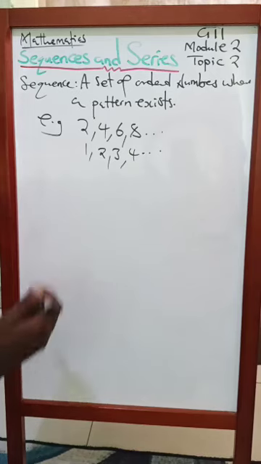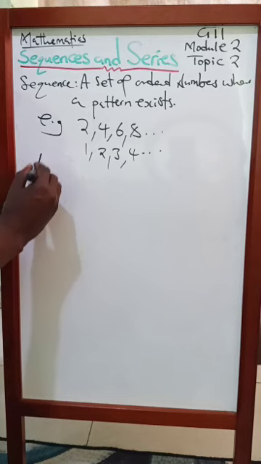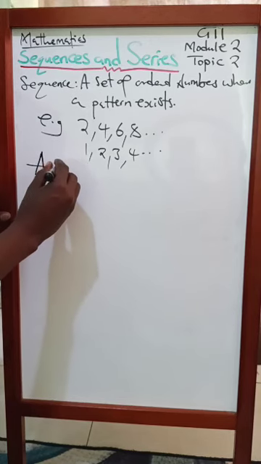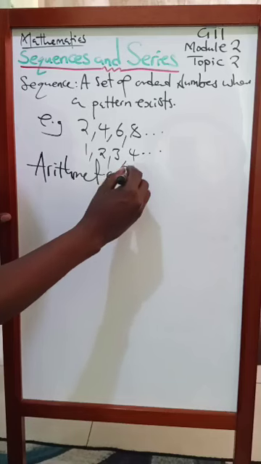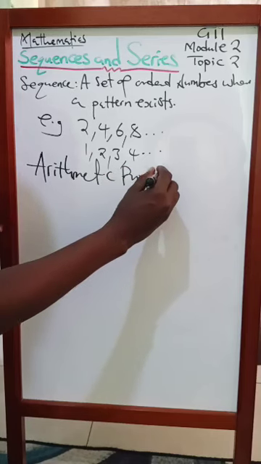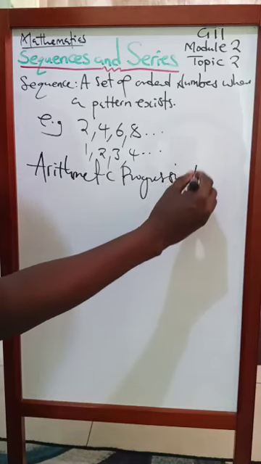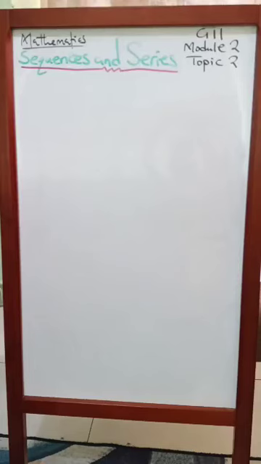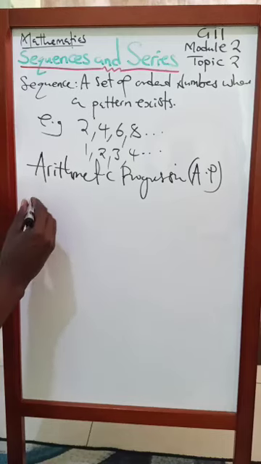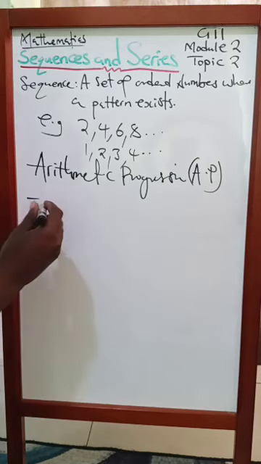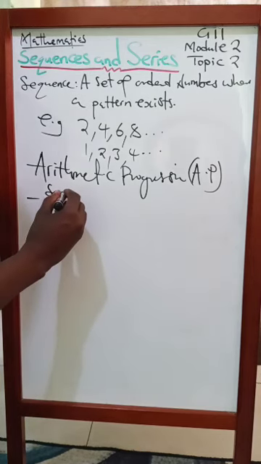So to begin with, we are going to go into details and talk about arithmetic progression, which is usually abbreviated as AP. So what is an arithmetic progression? An arithmetic progression is a sequence.